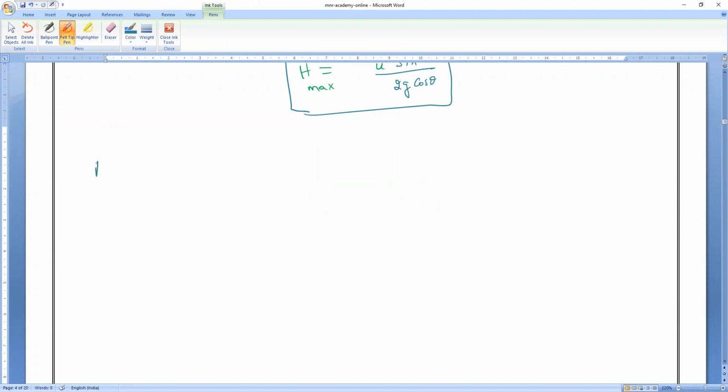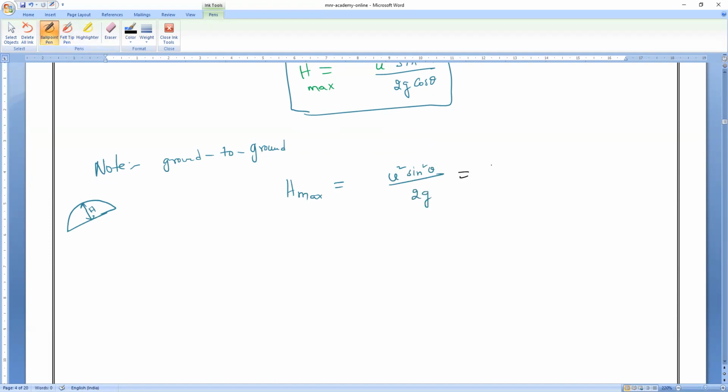Now let us compare again. If it is ground to ground, what is the maximum height formula? We have already derived it. H maximum is u square sin square theta divided by 2g. Note, this is for ground to ground.